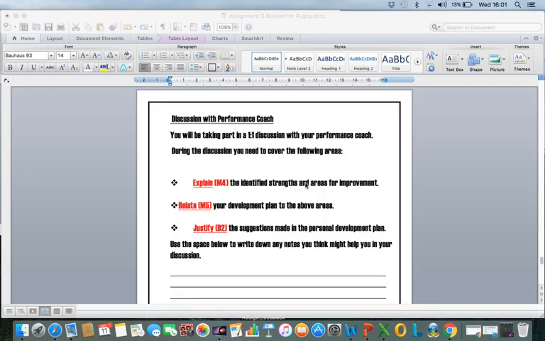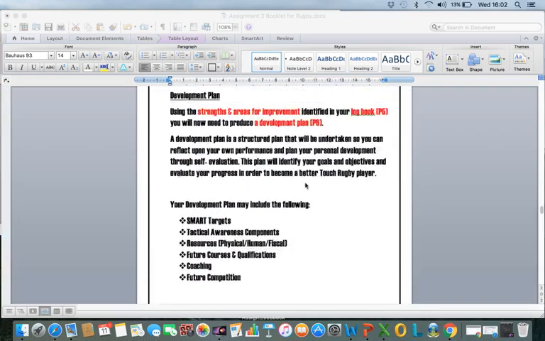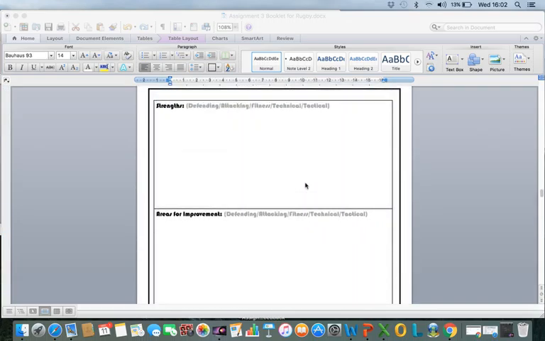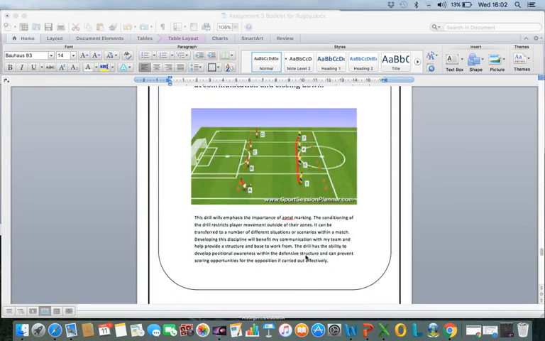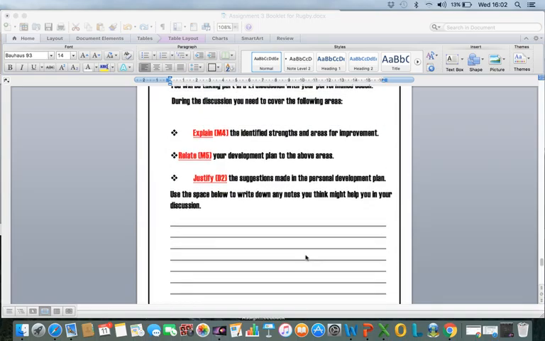Well, the first thing is you have to explain for the merit M4 the identified strengths and areas for improvement. So in the original part of your booklet, on a week-to-week basis, what you've done is you've identified strengths and areas for improvement in your rugby performance. This part here is asking you to explain why they are strengths and why they're areas for improvement within your game, within the game of touch rugby. So that's what it's asking you to do for M4.